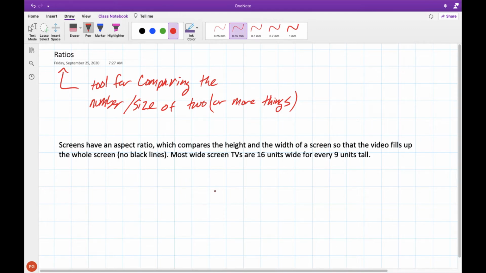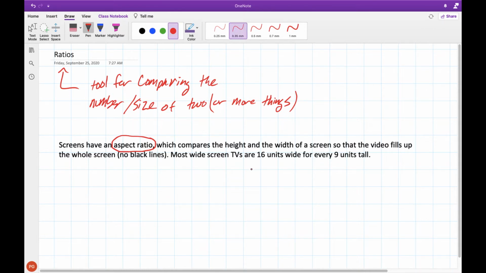One of the most common places you see ratios is when we're talking about screens. They have something called an aspect ratio, which just compares the height and the width of a screen so that the video fills up the whole screen. Because if the height and width of the screen and the video playing on it don't match, then you're going to end up with these little black lines on the side. And I'm sure you've seen that all the time.